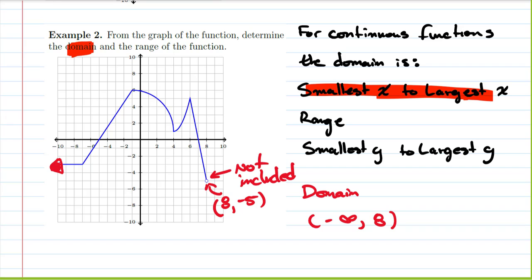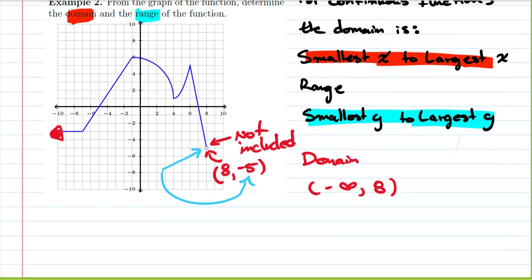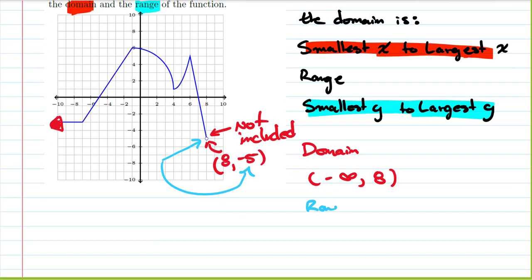And now we want to talk about our range. And our range is going to be the smallest y to our largest y. So once again, we look at our graph, and what's our smallest y value going to be? Well, our smallest y value is going to be coming from this point, so we look at our y, and our smallest y value is going to be -5. But once again, it is not included, so it gets a rounded parenthesis.